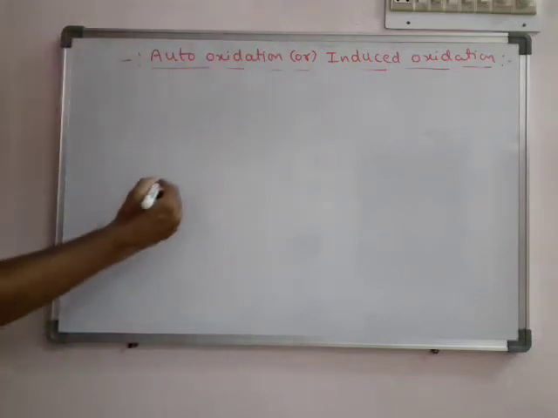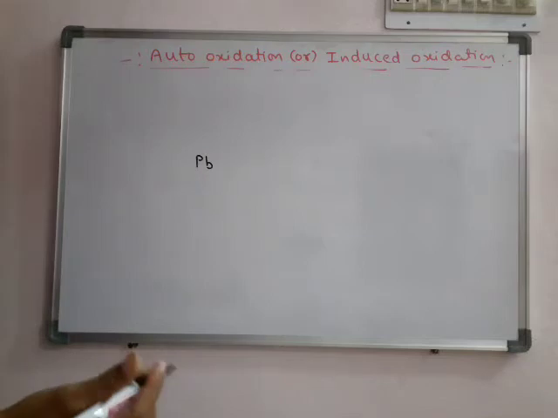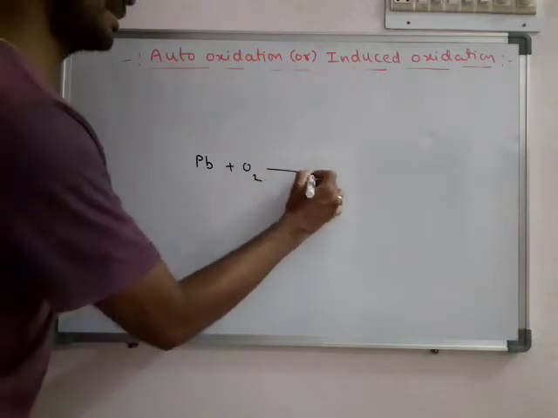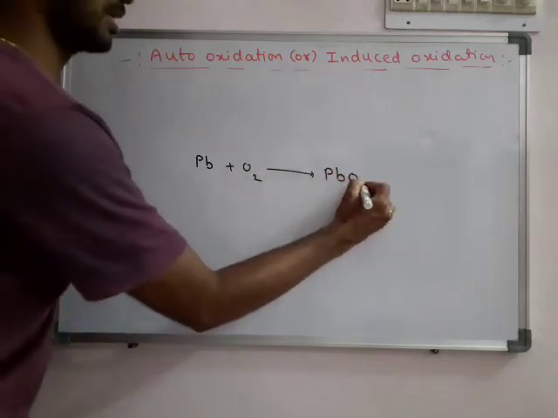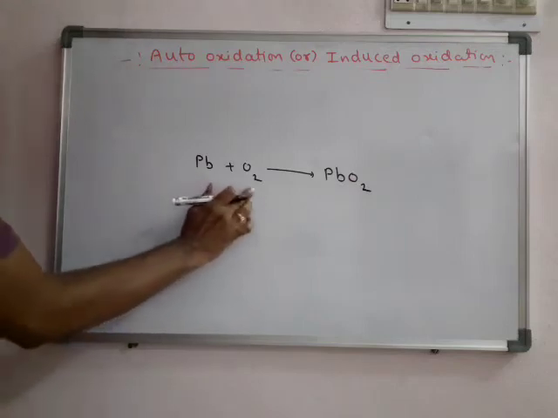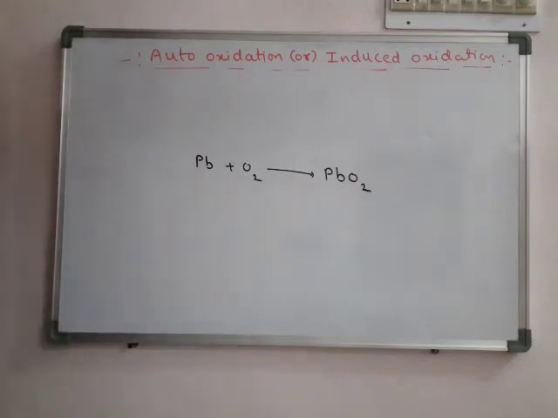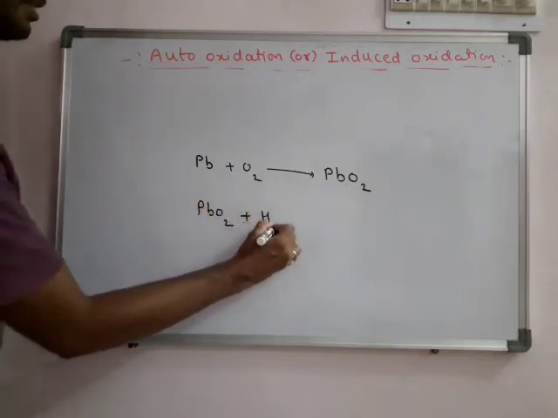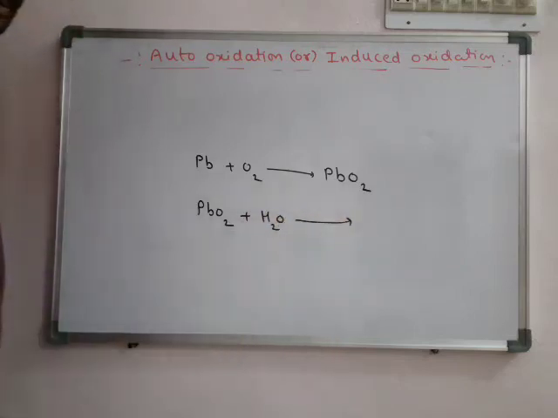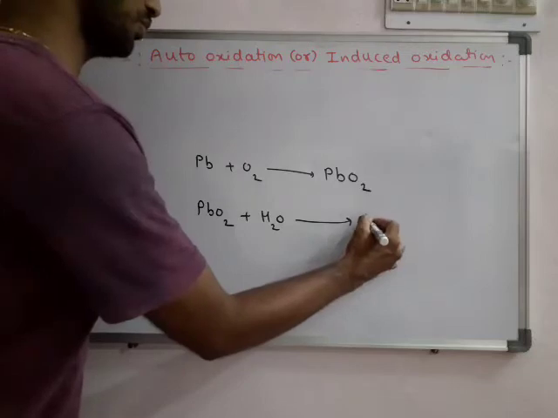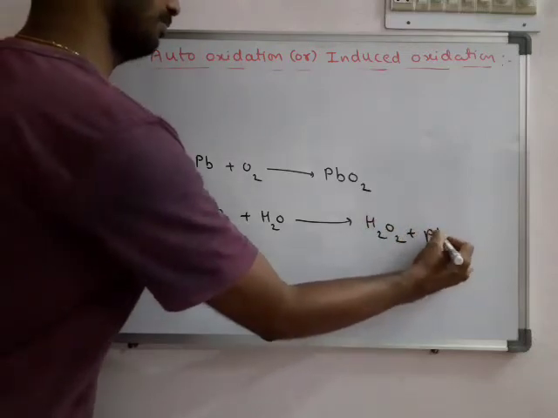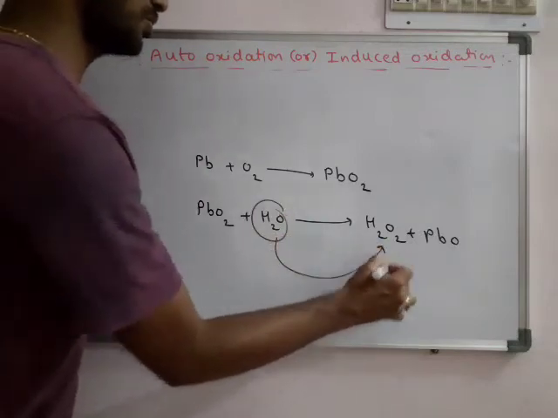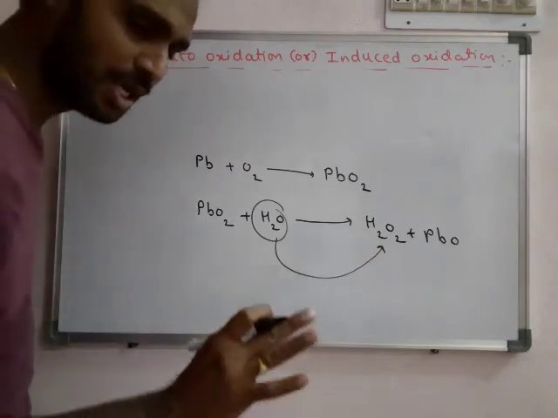Okay, for example, if metal lead is taken in air, it automatically absorbs oxygen of air and is converted into lead dioxide, PbO2. This is Pb plus O2 gives PbO2. It is called an addition type of reaction. Now the formed PbO2 combines with the moisture present in the air and it oxidizes this H2O into H2O2 and itself it is reduced. Here H2O is oxidized to hydrogen peroxide. This conversion is called auto-oxidation.